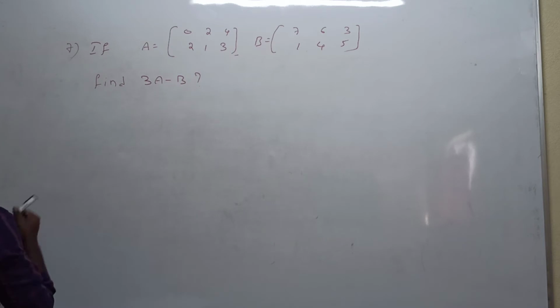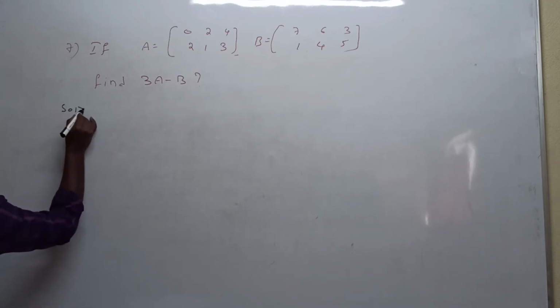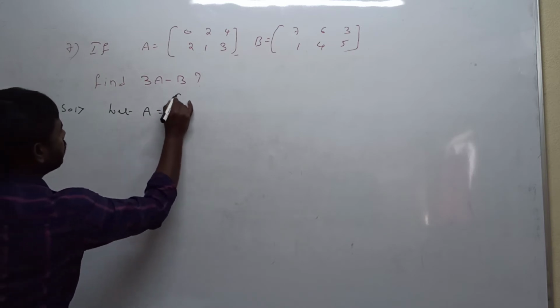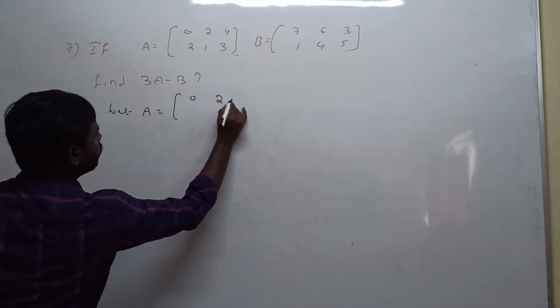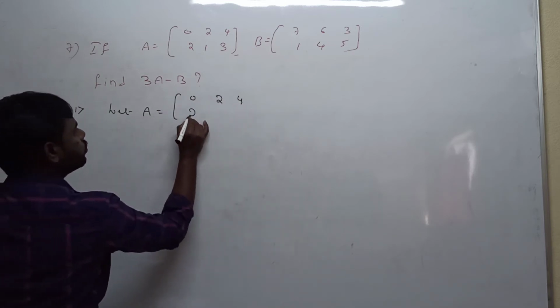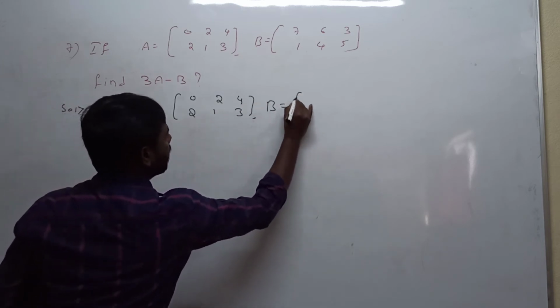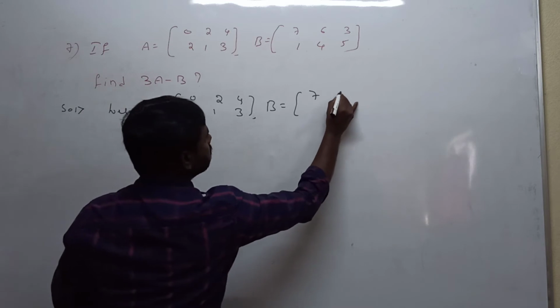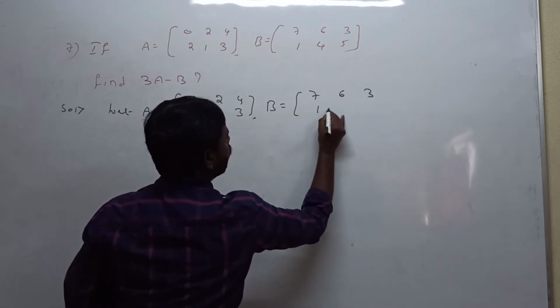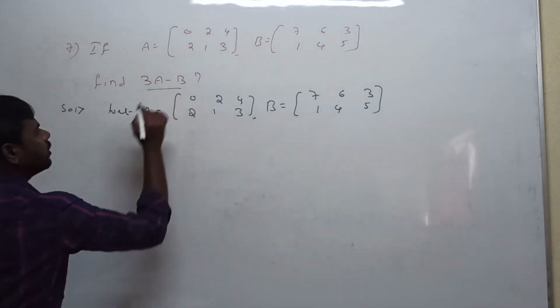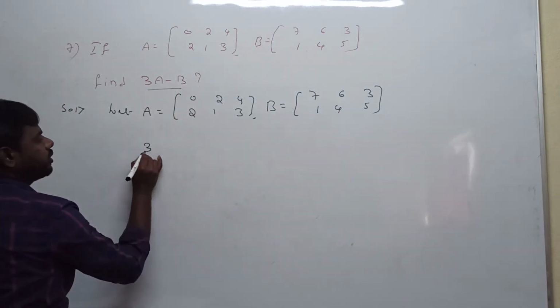So now, what is the given matrix? Write as it is. Capital A is equal to 0, 2, 4, 2, 1, 3. Next, take the B matrix: 7, 6, 3, 1, 4, 5. What they are asking is to calculate 3A minus B.